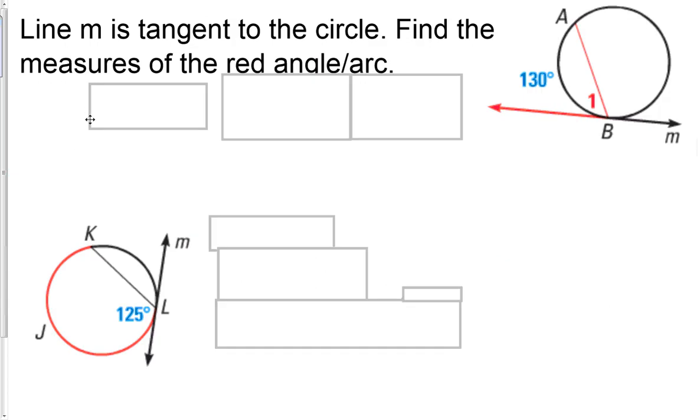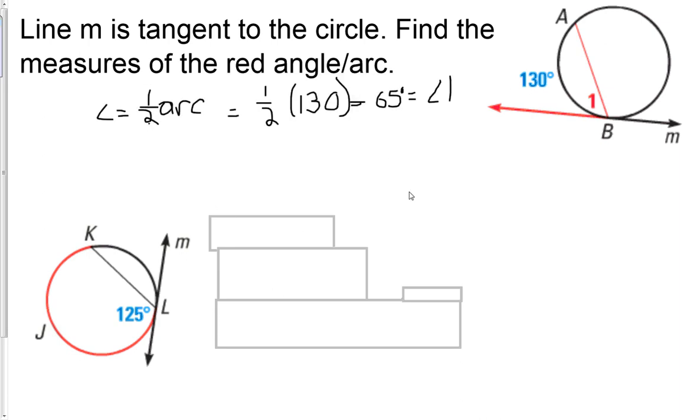Next, line M is tangent to the circle. Find the measure of the red angle or arc. In this case, angle 1 is in red. Angle equals half the arc. So angle 1 equals half of 130, and half of 130 is 65. Pretty straightforward. So angle 1 is 65 degrees.